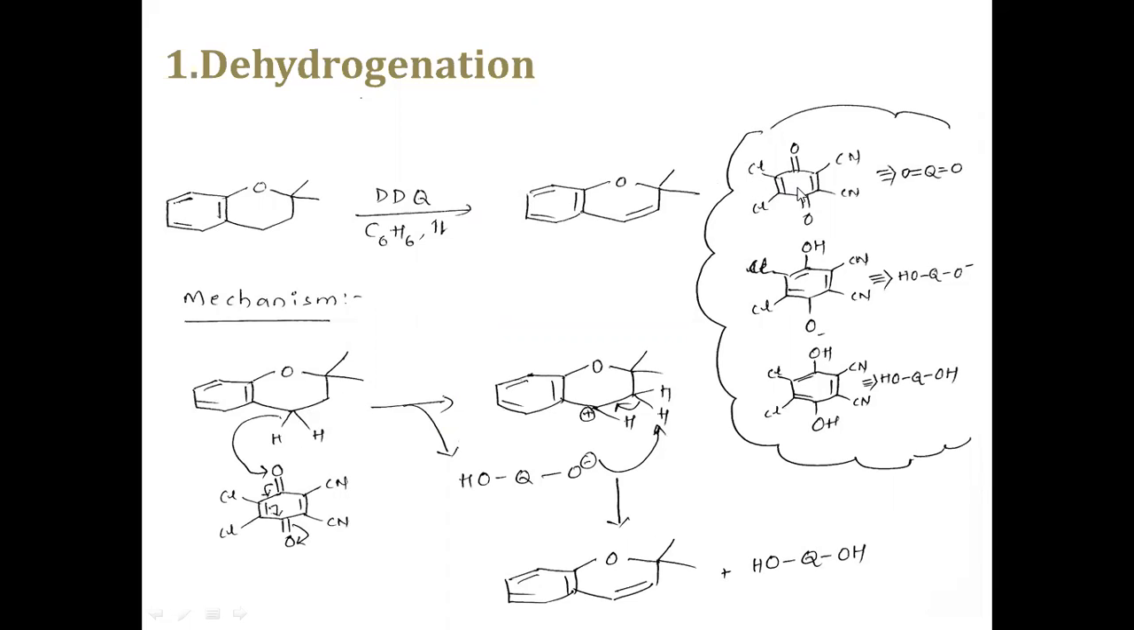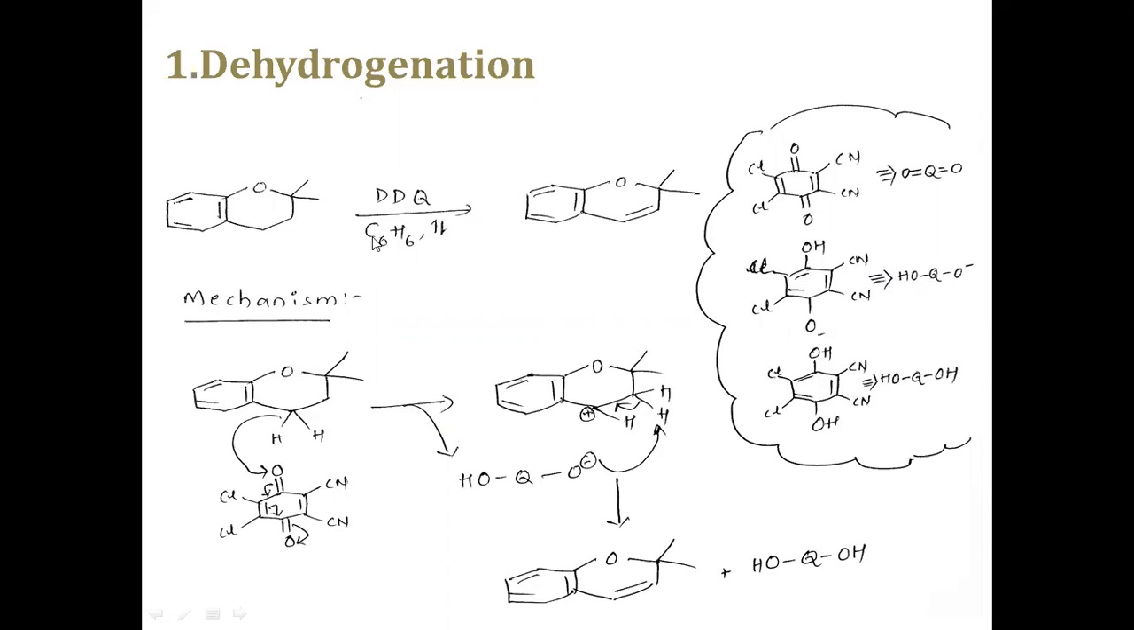representation techniques. This is the structure of DDQ. This can be represented simply like this: O double bond, Q, double bond O. That means this entire C double bond O is represented like this, and this benzoquinone skeleton is represented as Q. And the partially reduced skeleton you can write like this: OHQO minus, and the fully reduced one you can write like this: Q OH OH.